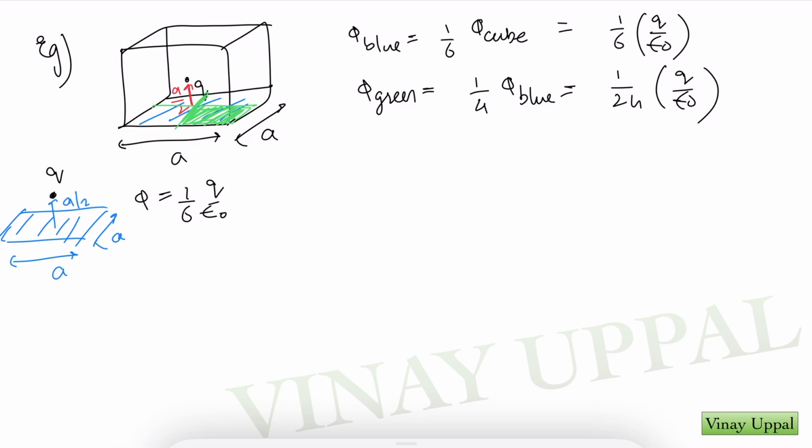Or they could ask you, we have a surface of side length A, and a charge is placed over one of the corners at a height A, and what's the flux? Now this situation is exactly the flux through this green surface, because this green surface has a side length of A by 2 and the charge is placed over one of the corners of the green surface, also at a height of A by 2. So once again the flux here would be 1 by 24 q by epsilon naught.